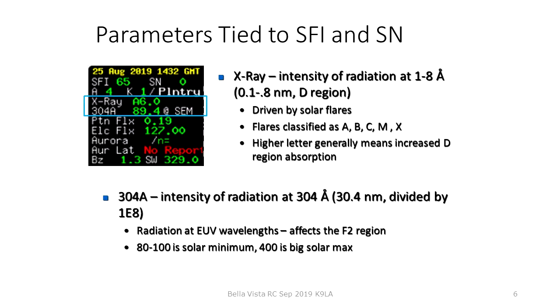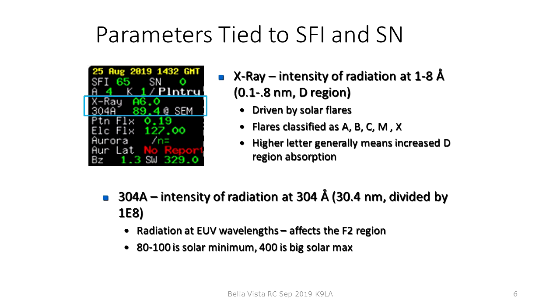Okay, now in that upper left-hand panel, there are other parameters that are tied to solar flux and sunspot number. And this slide talks about those parameters in the blue box. The X-ray is just the intensity of radiation at 1 to 8 angstroms. Angstroms is an optical measurement. Generally, it's better to talk in terms of nanometers for radio, and that's 1 to 0.8 nanometers. And X-rays really have an impact on the D region.